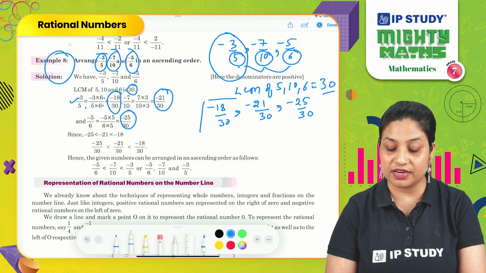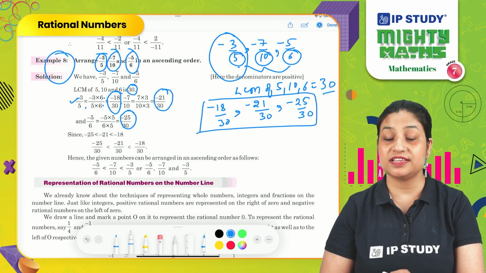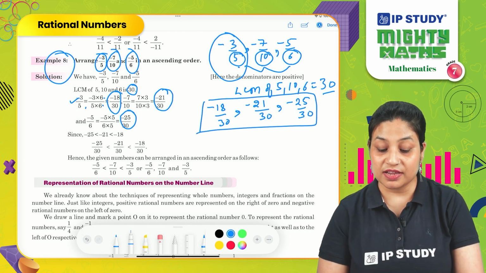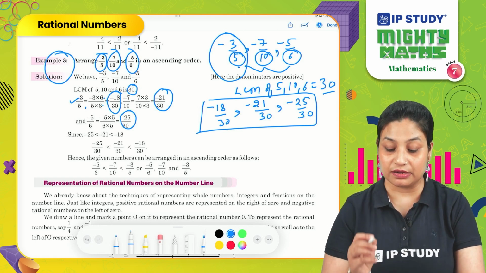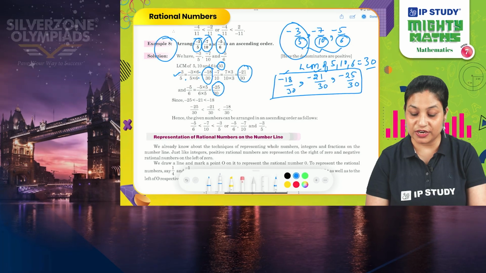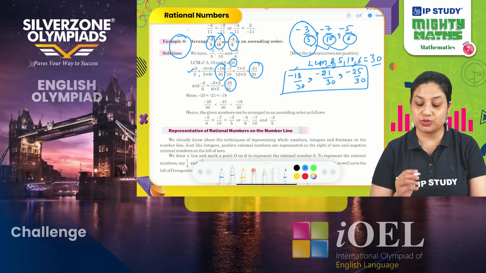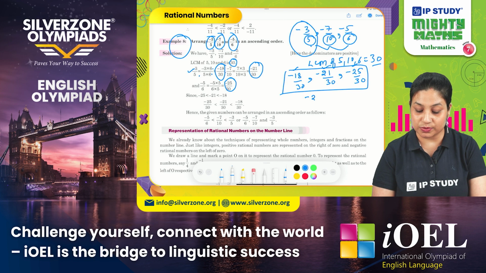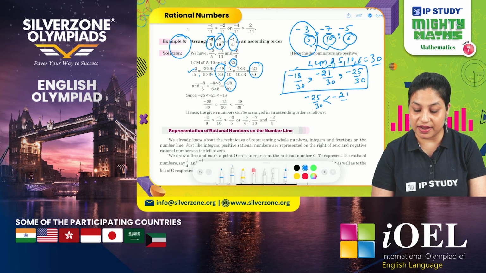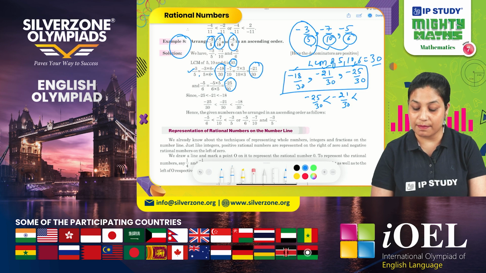So now it will be easy for us to compare these three rational numbers. How come? Since we have same denominator, we can easily compare their numerator. So here, if you check the numerator of these three rational numbers, which one is the smallest one? The smallest one is 25. So I will write minus 25 by 30 is smaller than minus 21 by 30 is smaller than minus 18 by 30. So I hope you have understood this example.